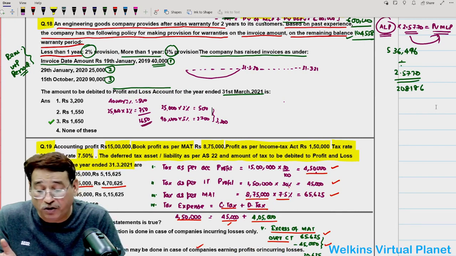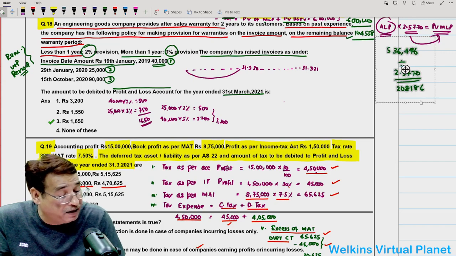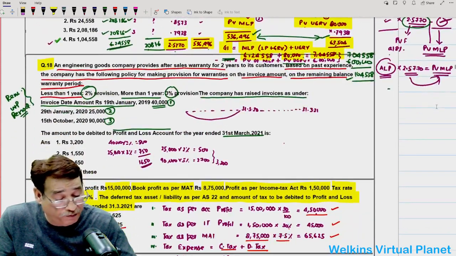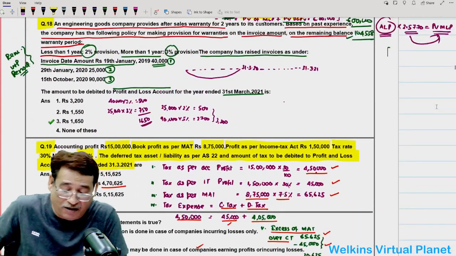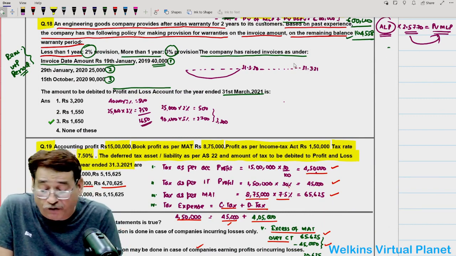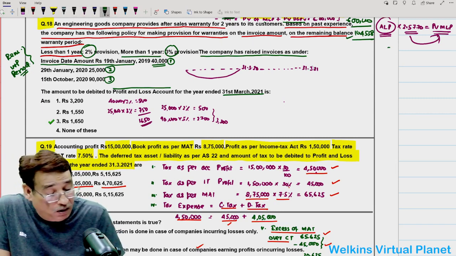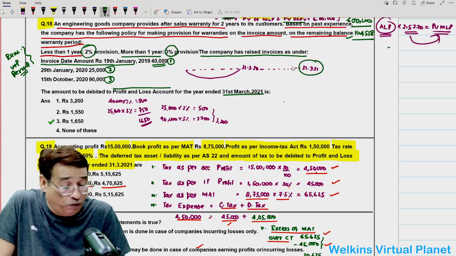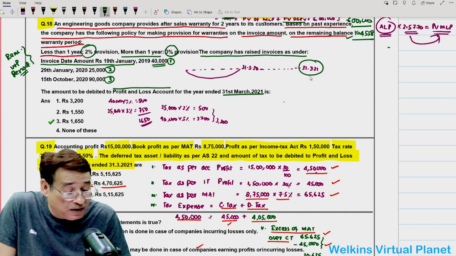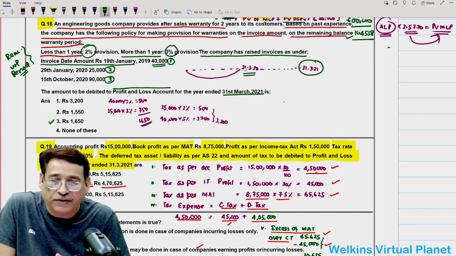It is not an easy question, to be very honest with you, because it looks very simple, but it is not as simple as it seems from the outside. Correct? Now, what you have to do, this is the date on which you have to find out the provision, how much provision you are going to debit to profit and loss account. This is your current reporting date, and the preceding reporting date will be 31st of March 2020, quite obviously.